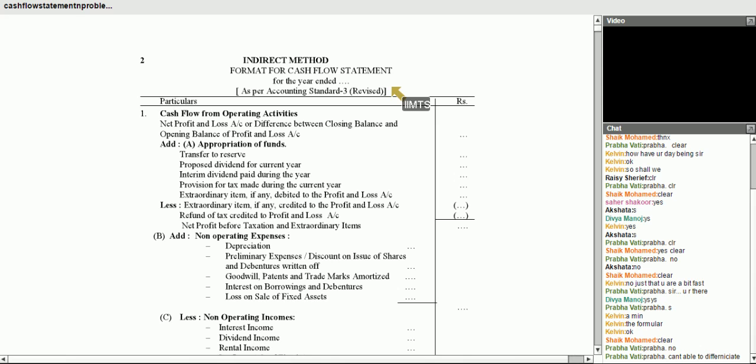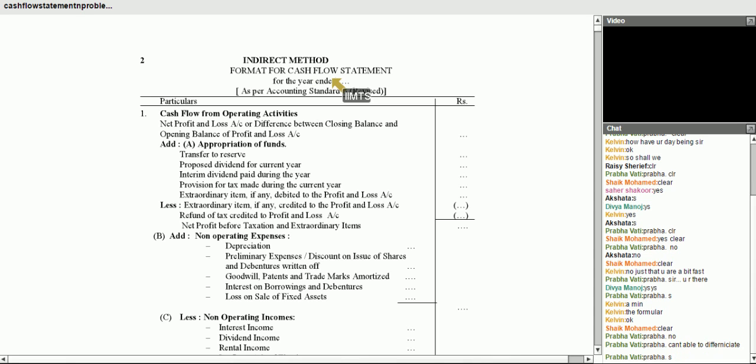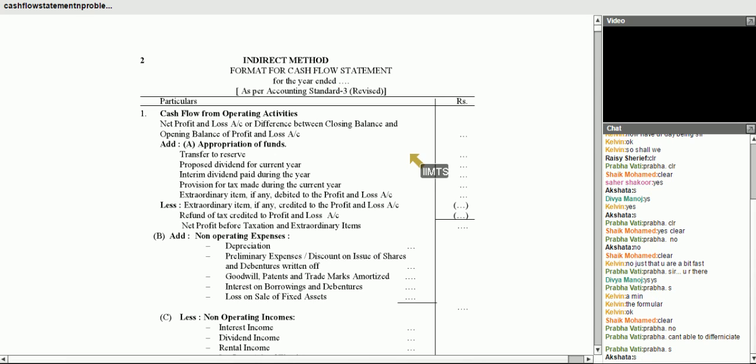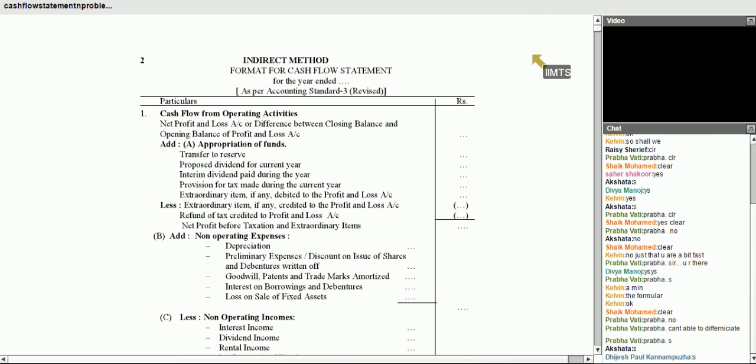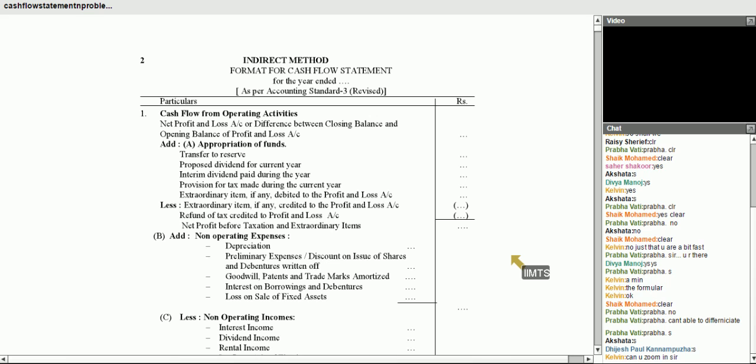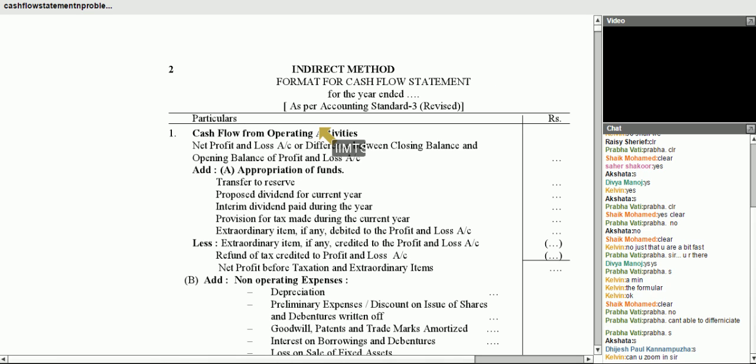This is okay. And all of you see this indirect format for the cash flow statement. Everyone, can you see? KP Ramakrishnan, can you see? Dijesh, Divya, are all of you following me? Ramakrishnan, are you following me? Okay, 1 second. Is it better now, Kelvin?